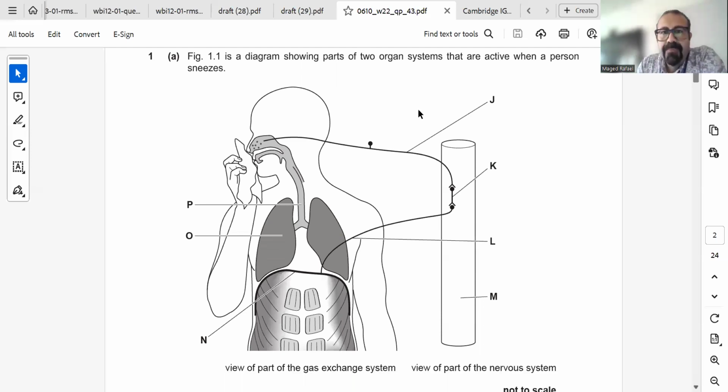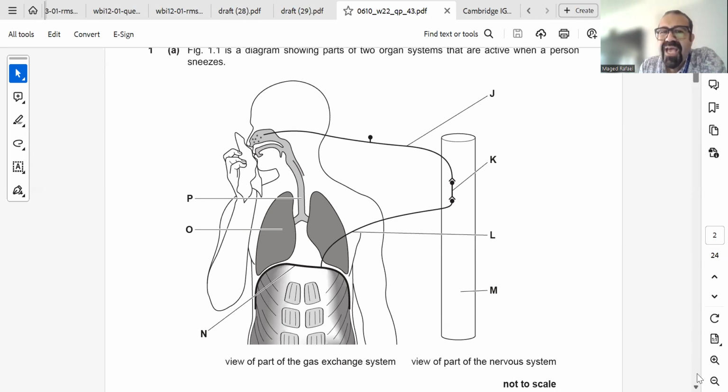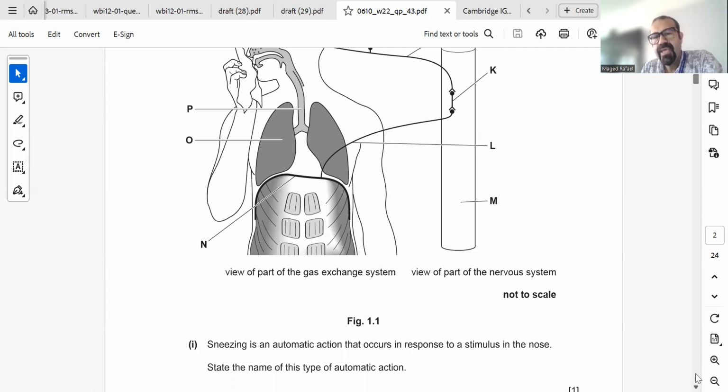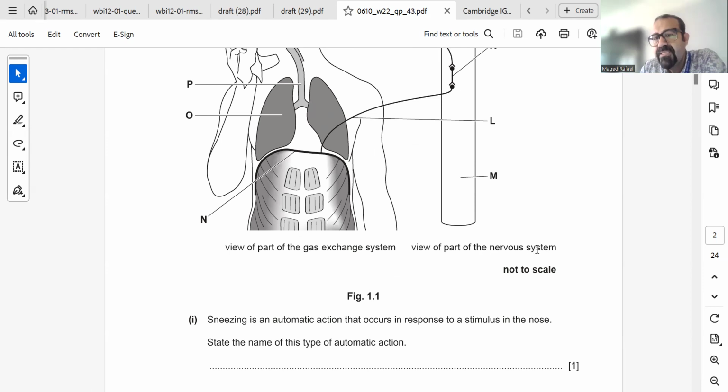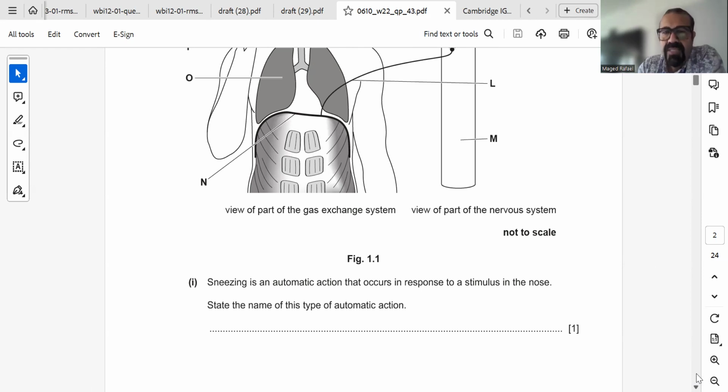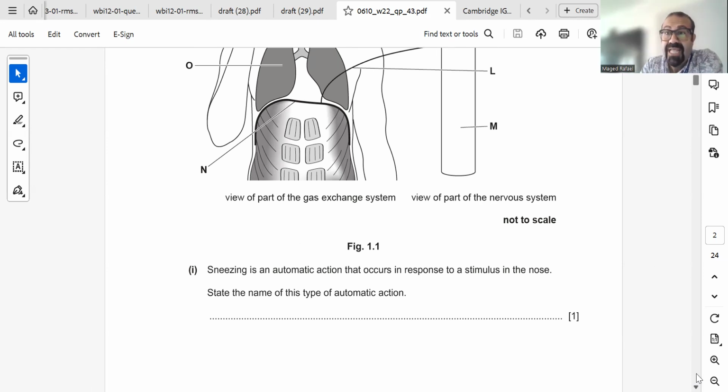The diagram showing a part of two organ systems that are active when a person sneezes. So we have two systems working together, and actually the two systems in front of us are the respiratory system and the nervous system. So both systems coordinate or regulate the function when you sneeze. Yahia wrote that this is the gas exchange system and this system is the nervous system. Some letters are used to label some structures. All we need is to understand what the main organs are in both systems.